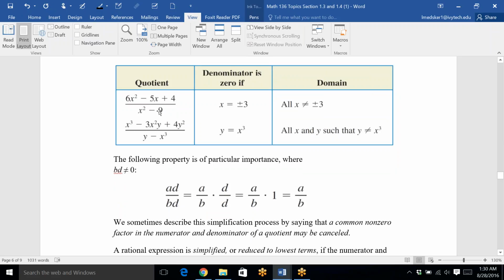This denominator would equal 0 if we put in either a positive or a negative 3 here. So we have to say that our domain, or what values are allowed to be plugged in, is any real number except for plus or minus 3.